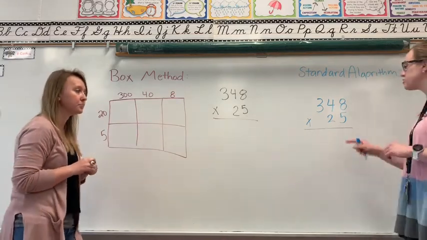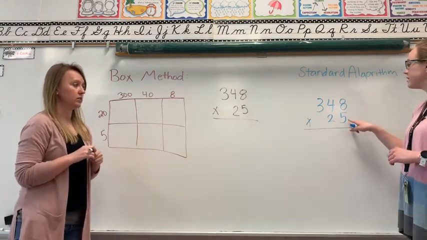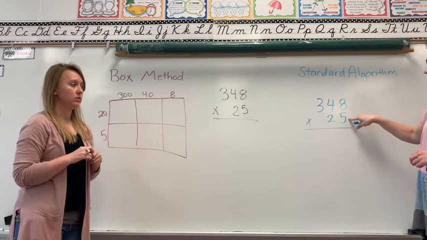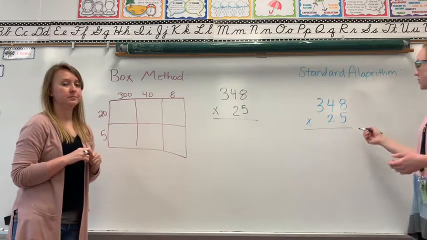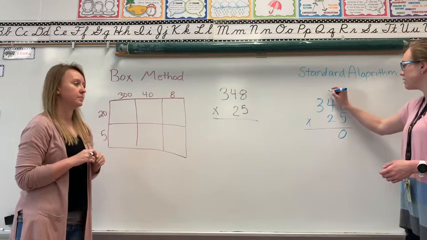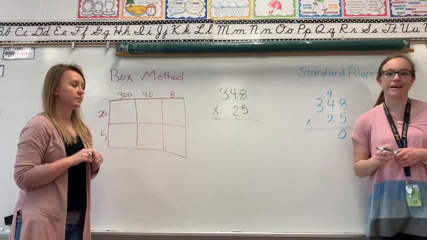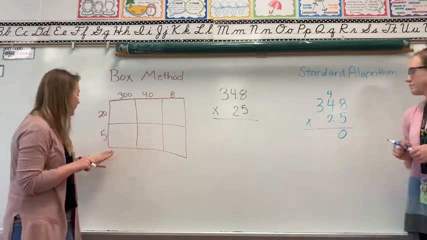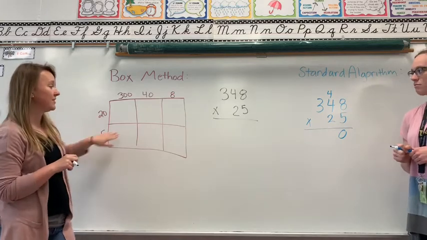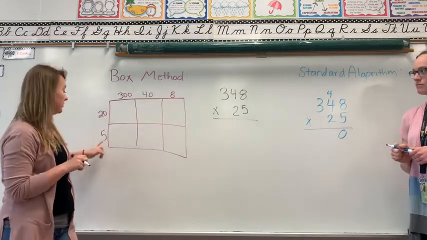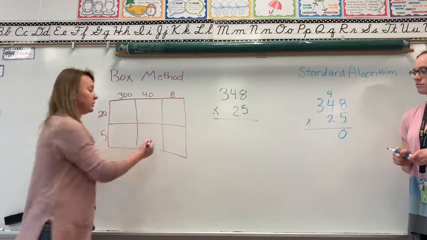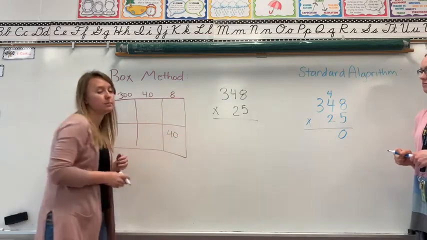Okay, so we start with the ones place as always, like with adding and subtracting. So we're going to do 5 times 8, which we know is 40. So I'll put my 0 in the ones place, and I'll carry my 4 up here. I'm going to add that in the next step. Okay, and with box method, you still have that same 5 and the 8 from the ones place. So if you multiply your 5 times 8, we know that's 40. So I'm just going to record that here in this box for now.